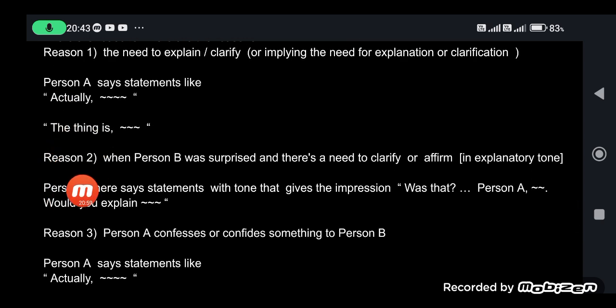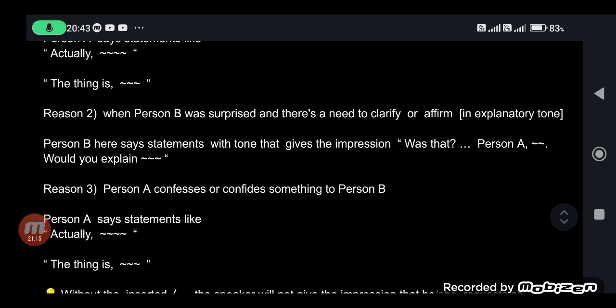Well, reason 2, when person B was surprised and there's a need to clarify or affirm, and it should be in explanatory tone. Person B here says statements with tone that gives the impression, if you're surprised, was that Superman or was that Batman? When you're surprised, was that? Person A, would you explain? So that's the nuance. And then reason 3, person A confesses or confides something to person B.